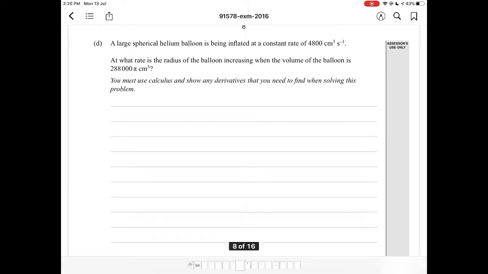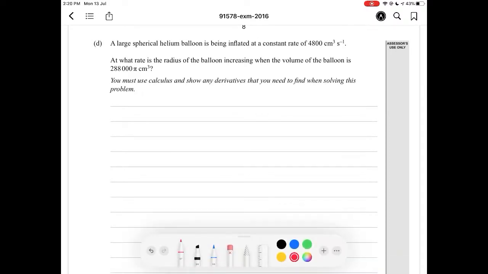The very important thing you should always do when you see rate of change questions is write down what you have, what you need to find, and what you need in order to get what you need. So first, we write down what we have. Being inflated at a constant rate, the volume is increasing at 4,800 centimeters cubed per second.